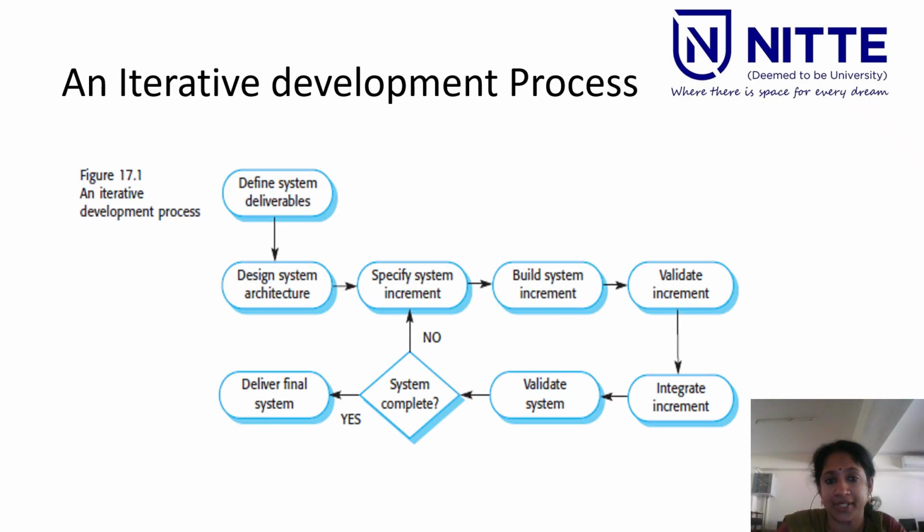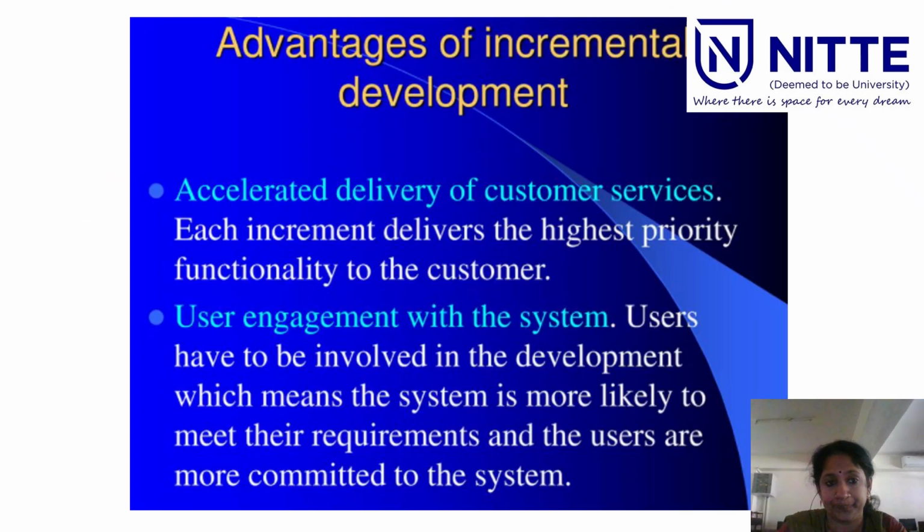So what is an iterative development process? Defining the system, defining the deliverable system, making the architecture, and each time we are checking the increments. Once the increments are completed, then we go for validation. If an increment is not complete, we go again. If it is the final stage and validated, then that will be the final system.